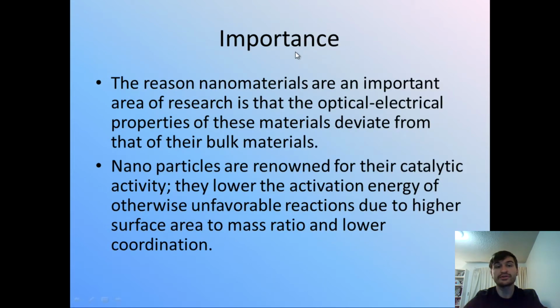Why are nanoparticles important and why are they of interest? Nanoparticles are an important area of research because their optical and electrical properties deviate from that of the bulk material. As things get smaller, we're noticing that they interact with matter and energy in different ways. Nanoparticles are renowned for their catalytic activity.